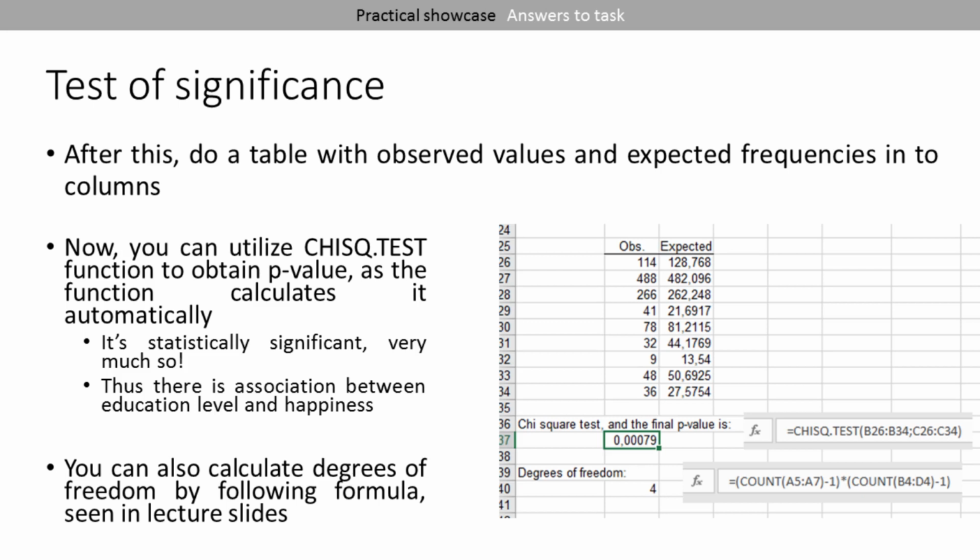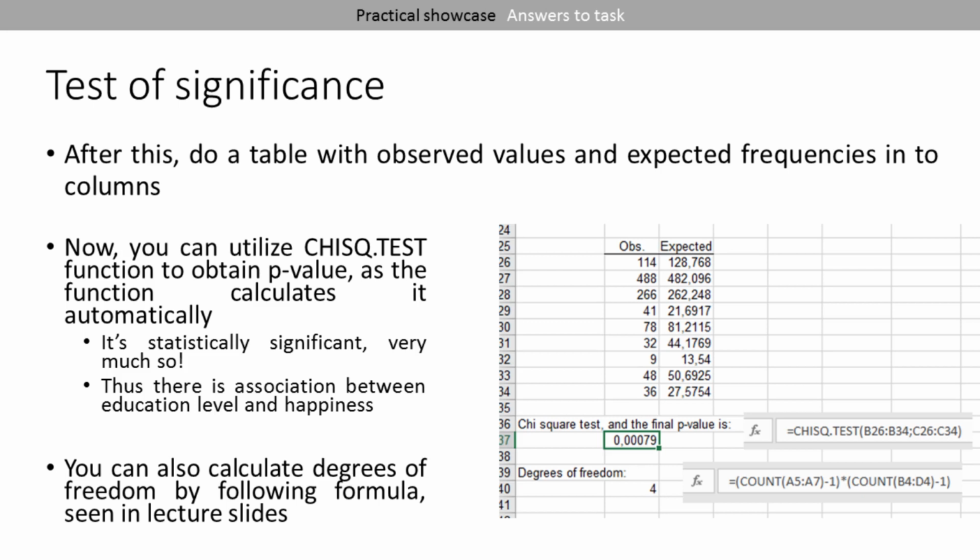But you are going to fill the array. There's array 1 and 2, what the chi-square test wants. The array 1 is the column for the observed frequencies, and the second one is for the expected frequencies. You just drag over those numbers what it requires, and you're going to obtain the p-value, which is statistically really significant. Thus there is an association between the education level and happiness.